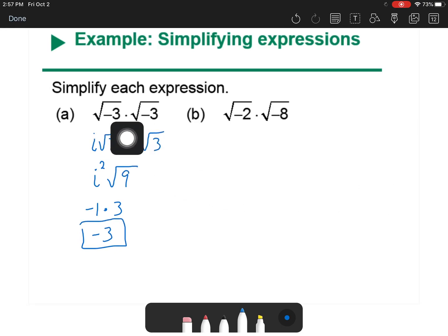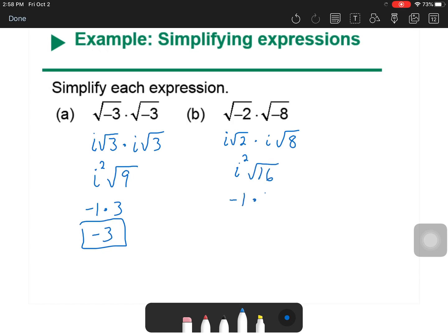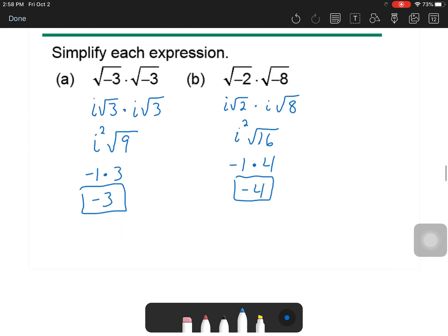All right, if you multiply first, and then it's like the negatives cancel, you would get just square root of 9, which is +3. That's not the correct answer. Okay, the correct answer is -3. So make sure you pull those i's out before you multiply. So this one, i root 2 times i root 8, i squared root 16, so that's -1 times 4, so -4 is the answer. Okay.